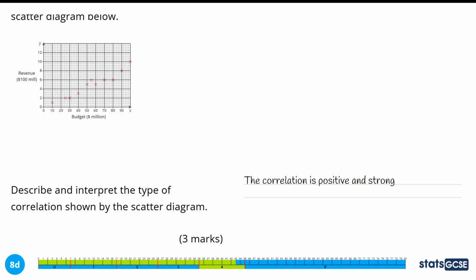Now, when asked to interpret, we need to relate that to the question. So we say, as the budget increases, the revenue increases.